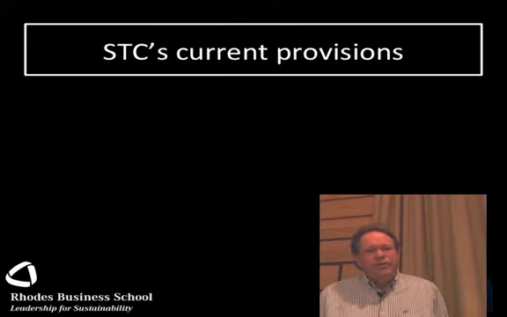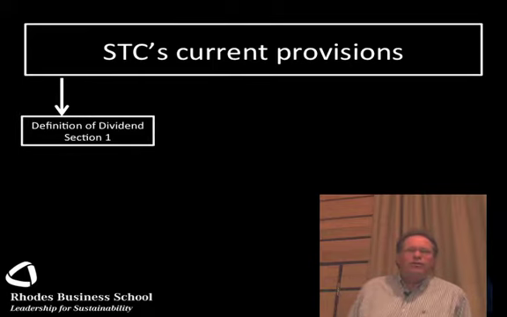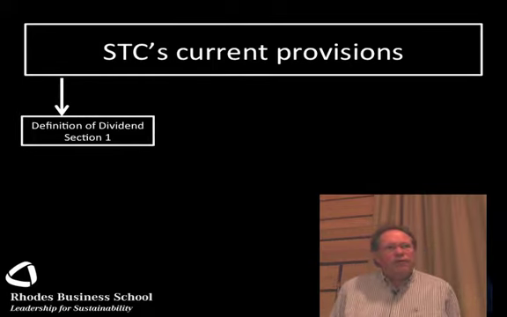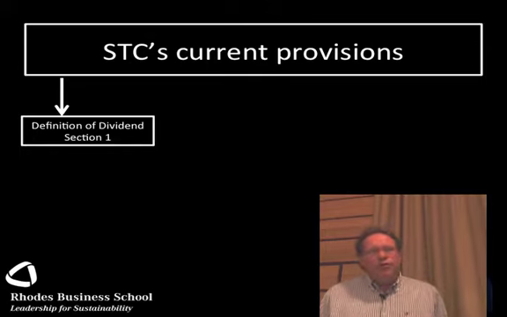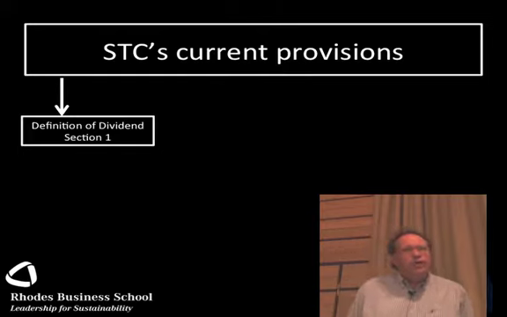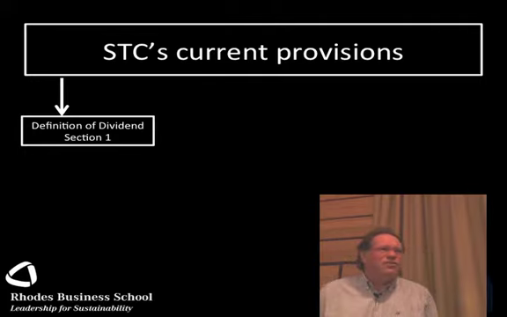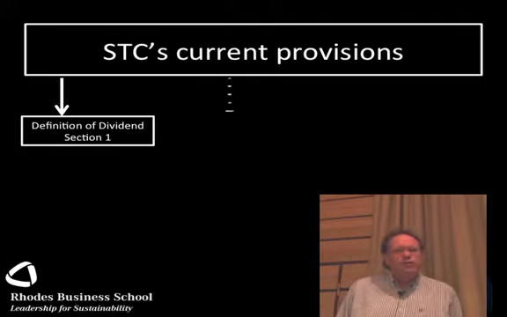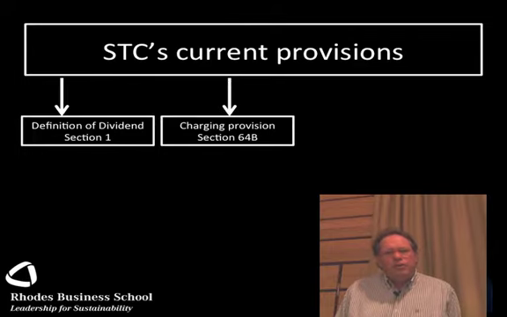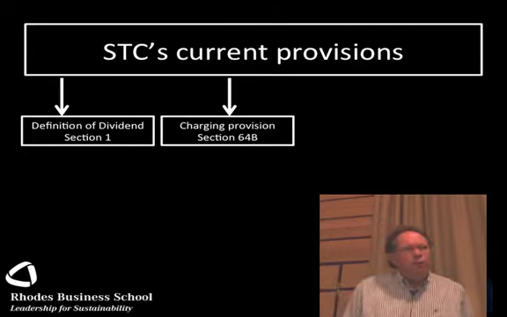Right. STC's current provisions are driven by the definition of dividend contained in Section 1 of the Act. Those of you who wrote the board pre-2011 remember that that was driven by what are the reserves of the company. We always used to joke that whoever wrote that definition had a tormented mind. Very complicated, looking at pre-1993 revenue reserves, post 2001 capital reserves, and all sorts of crazy stuff going on in it. That was your definition of dividend, which drove your charging provision in STC Section 64B.